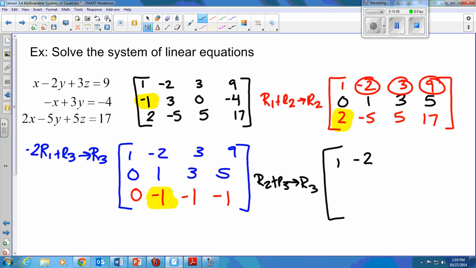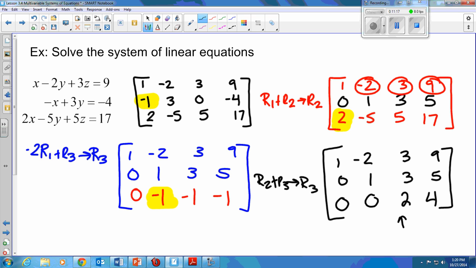So 1, negative 2, 3, 9, 0, 1, 3, 5. If I add these two rows, 0 plus 0 is 0. 1 plus negative 1 is 0. 3 plus negative 1 is 2. 5 plus negative 1, same as 5 minus 1, is 4. So the first row is in row echelon form. The second row, 0, 1, we're good. The third row, 0, 0, what should this guy be? A 1. So what can I do to make him a 1?